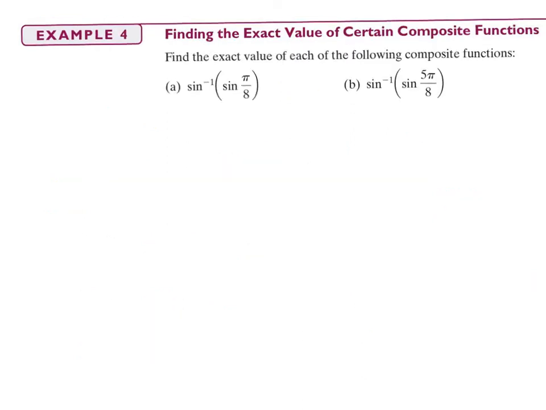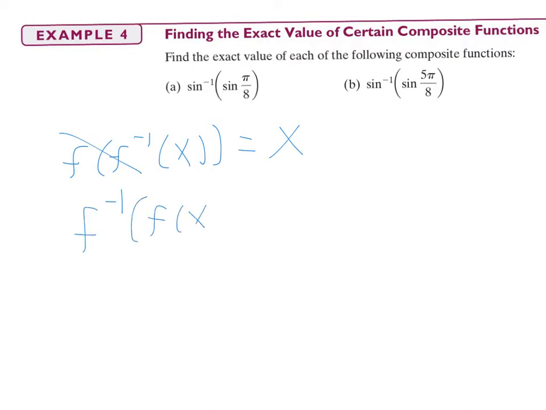So, for the next example, we said when you compose a function with its inverse, you just get what you had inside because the function and the inverse undo each other. Likewise, if you compose the inverse of the function with the original function, do it the other way, you still get the same thing because the function and the inverse undo each other. So for part A, sine inverse of sine of pi over 8, you just end up with pi over 8.